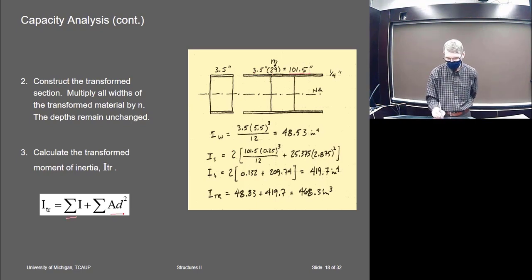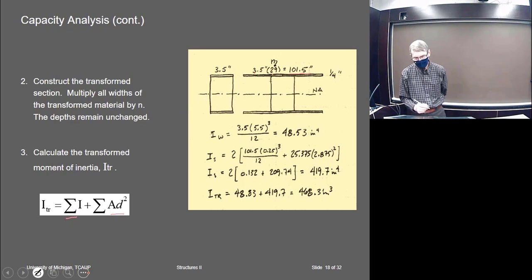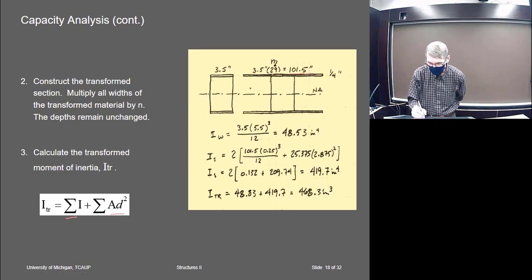Okay, but now I can't simply sum up the moment of inertia. I have to account for the AD squared term. Or actually, I was looking at this yesterday. There's the other way to do it by solids and voids. You could look at a solid and then just subtract out these voids, but it's not that much of a difference, one way or the other.